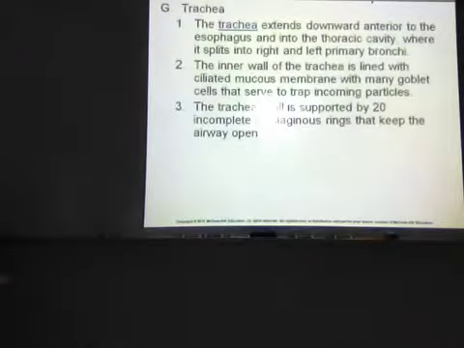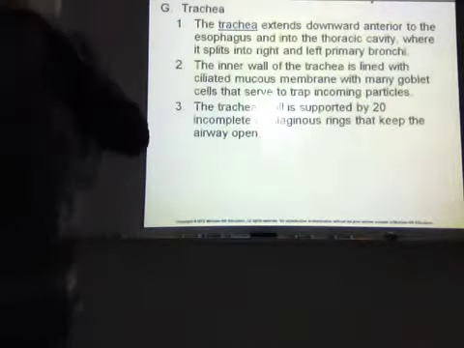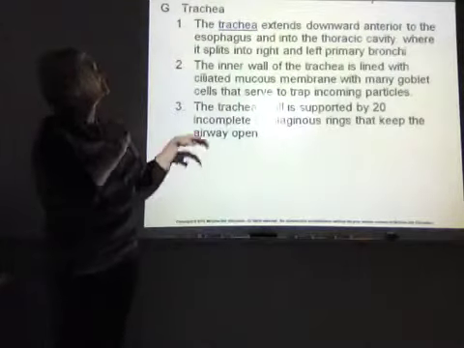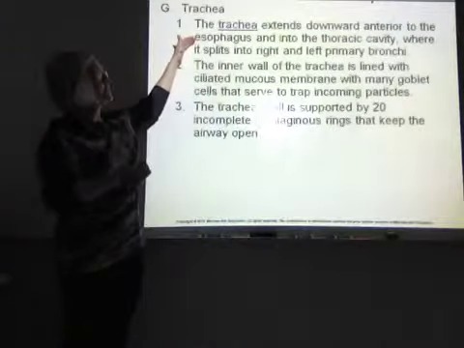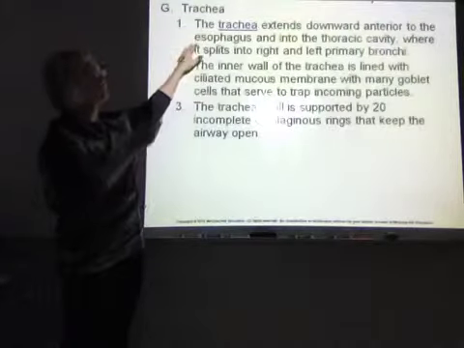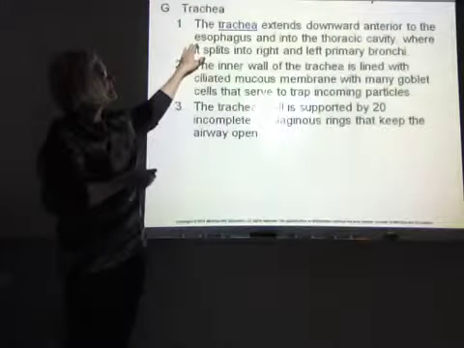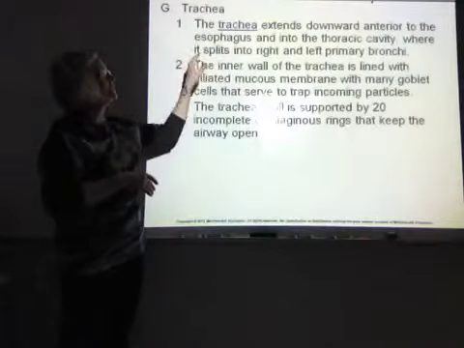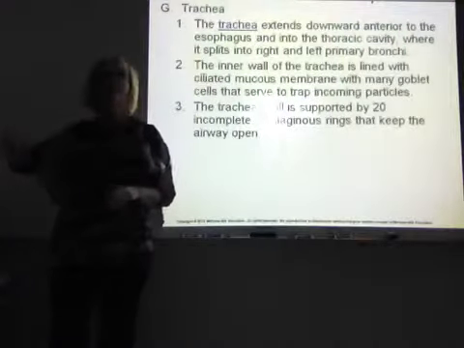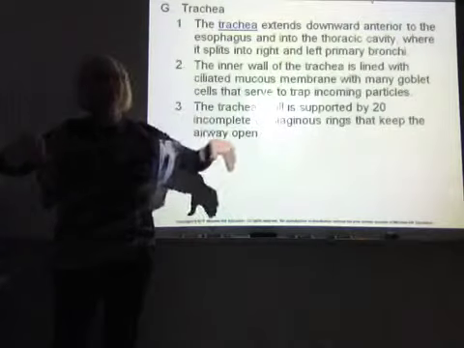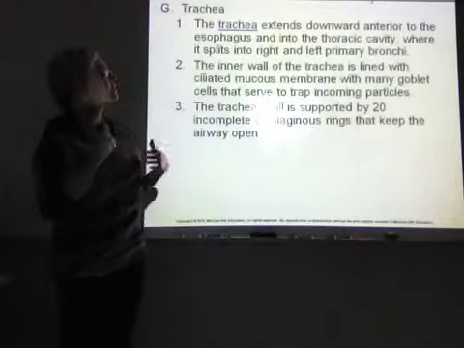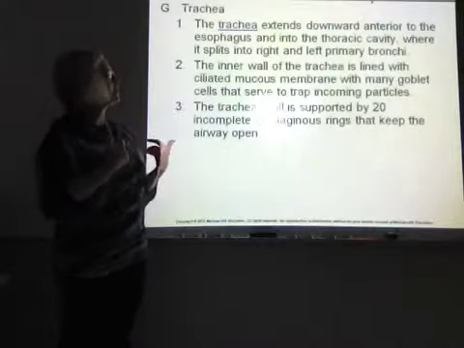All right, moving down into the trachea. The trachea is basically the long tube that carries air. So it's going to extend downward, anterior, in front of the esophagus, into your thoracic cavity, where it's going to split into a right bronchus and a left bronchus, and bronchi is the plural term. So you have right and left bronchi.